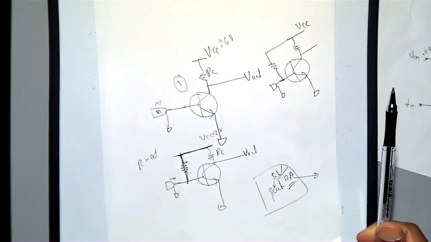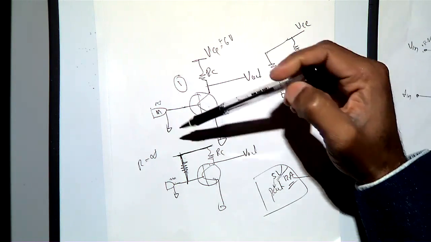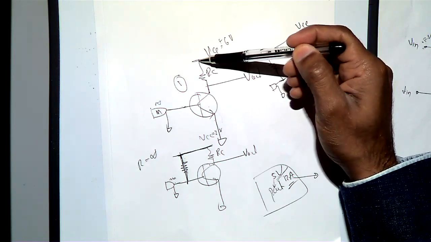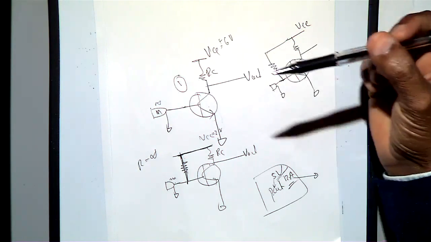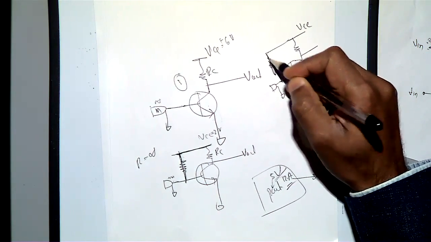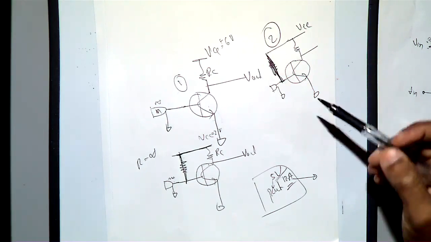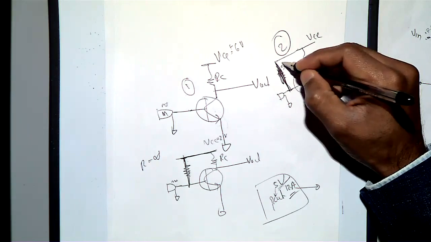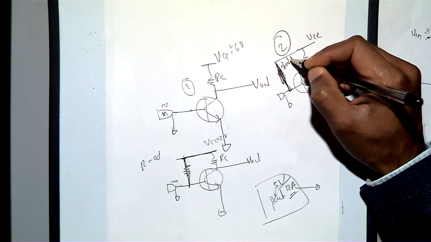Then we said, okay, we need some VBE. Maybe you short this point with this point. That is the second case. So this is a direct short. In the second case, you just shorted this point right here. So you shorted, then what happened?